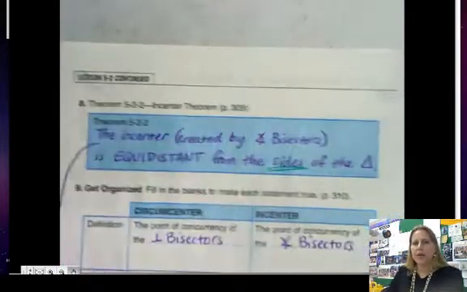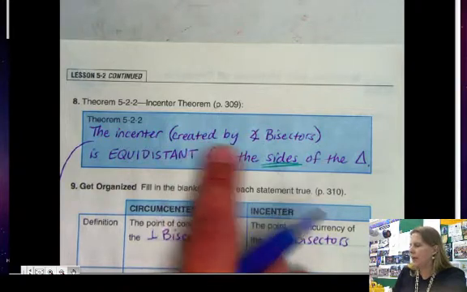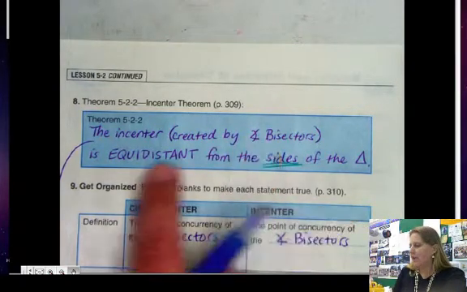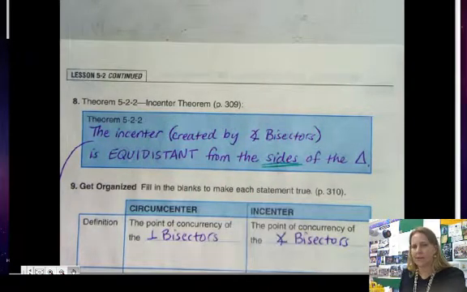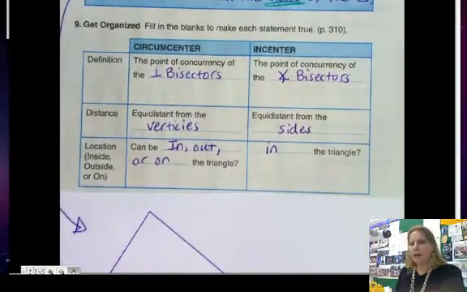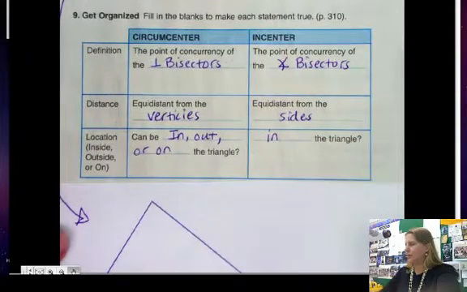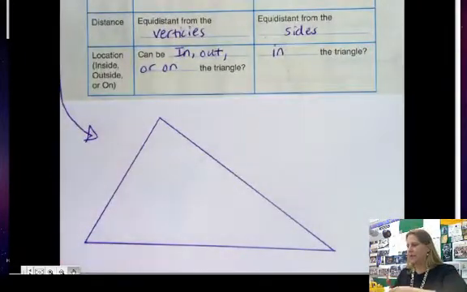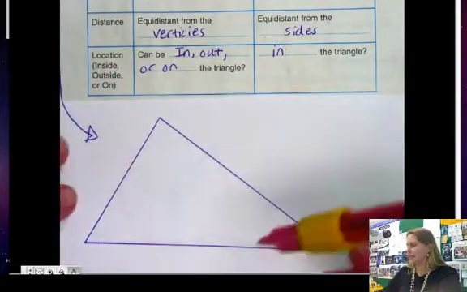So let's move on to the InCenter. The InCenter is created by angle bisectors, and it is equidistant from the sides of the triangle. Okay, so I filled this in as well for you. And let's go ahead and pull out your compass and protractor again, because we're going to construct angle bisectors now.